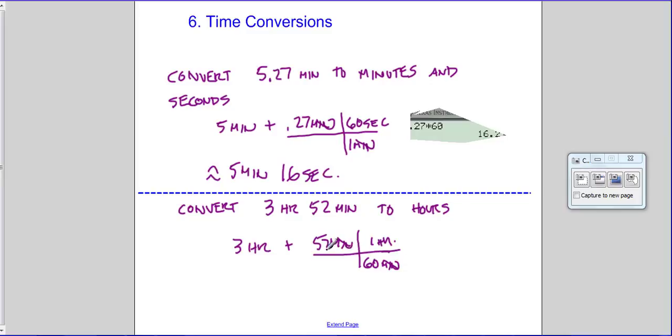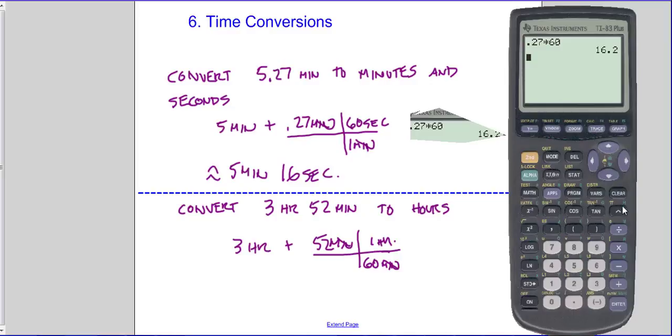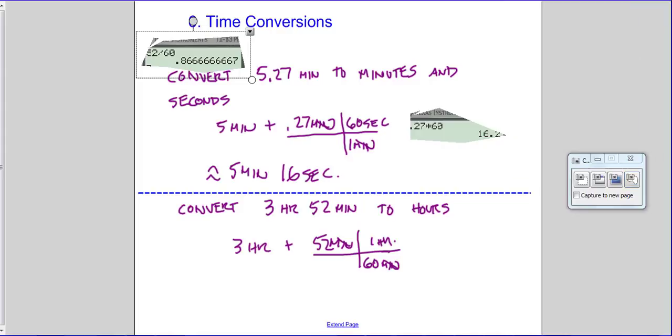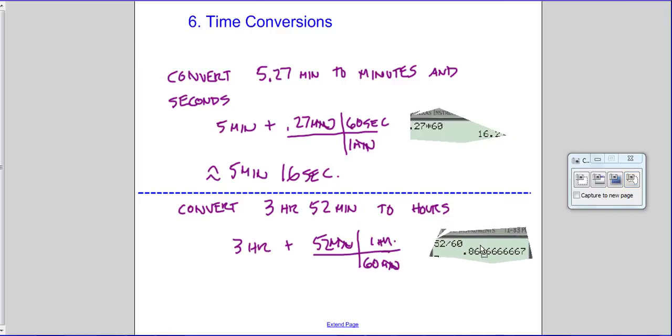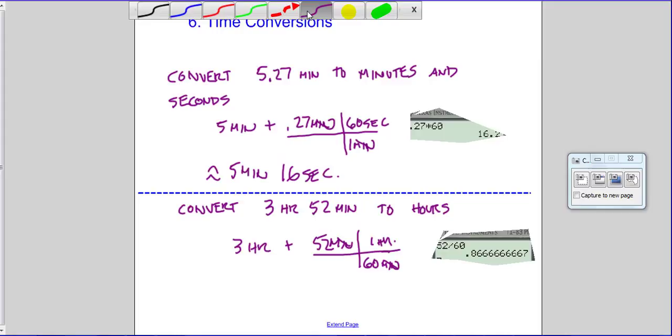That's 52 minutes. So what I'm going to do is I'm going to take 52 divided by 60. That's 0.866 repeating. So that gives me roughly, let's round this to the nearest hundredth of an hour. That 6 becomes a 7, so that's about 3.87 hours.